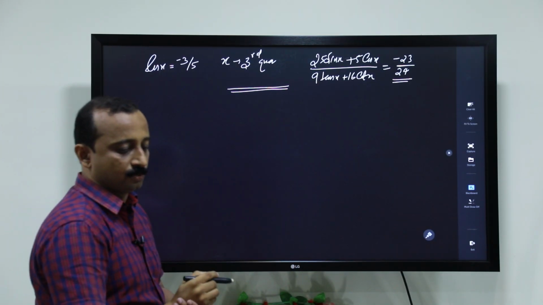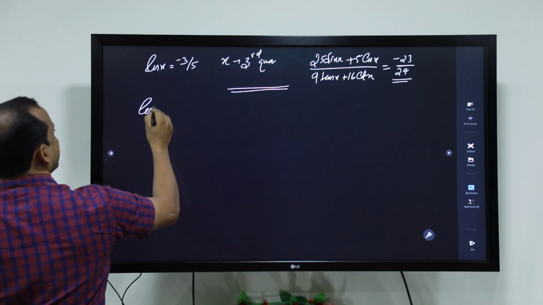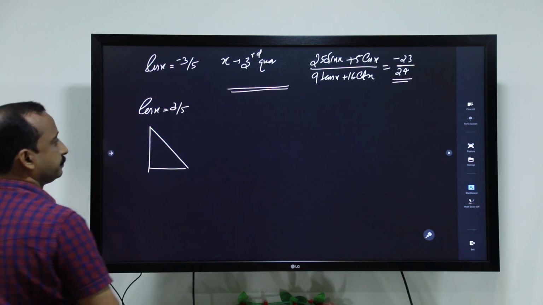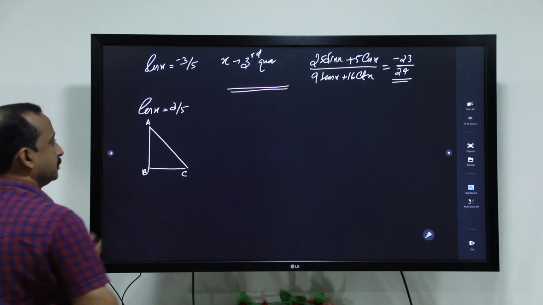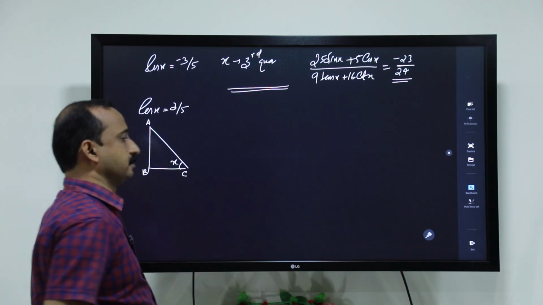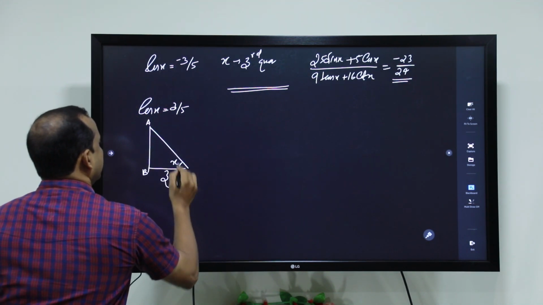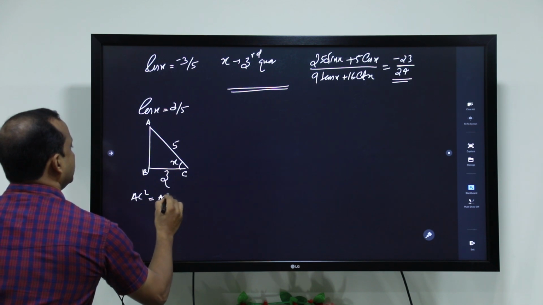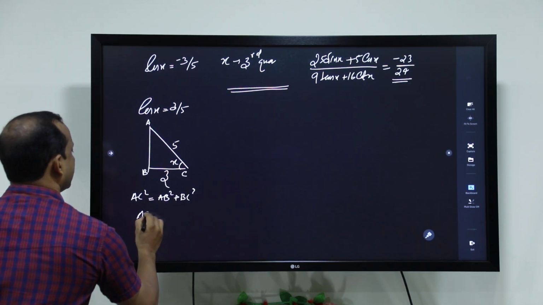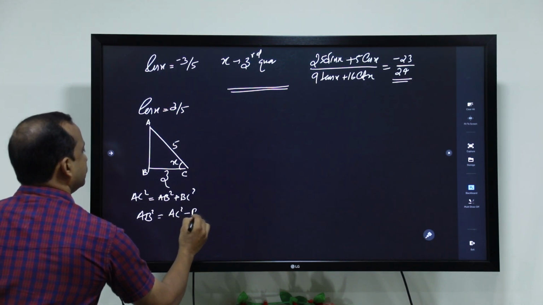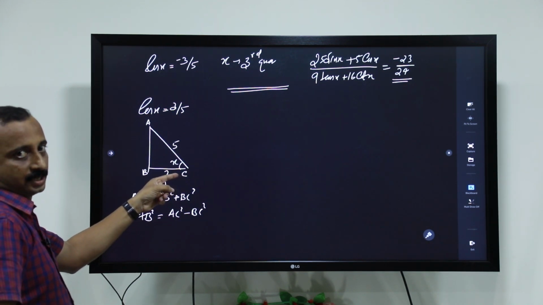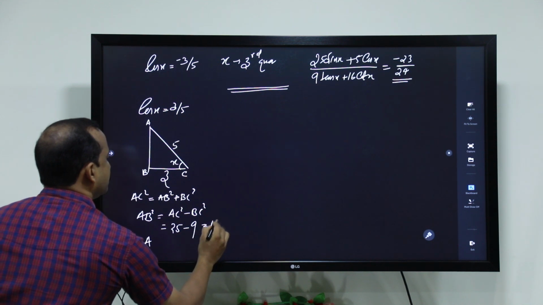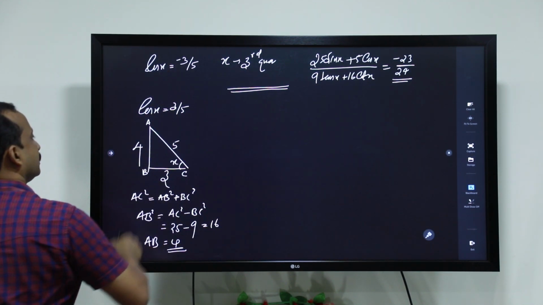Okay, here given cos x is equal to minus 3 by 5. First of all, you write the positive term, that is cos x is equal to plus 3 by 5. Then we form a right triangle ABC. Here we make an angle x. You know cos x is adjacent side by hypotenuse, that is 3 divided by 5. And therefore here we get 25, and that is AC square. Using Pythagoras theorem, AC square equals AB square plus BC square, and therefore AB square is AC square minus BC square. You know AC is 5, square value 25, minus BC is 3, square value 9, and therefore equal to 16, and therefore AB is equal to 4. That means the altitude is 4.